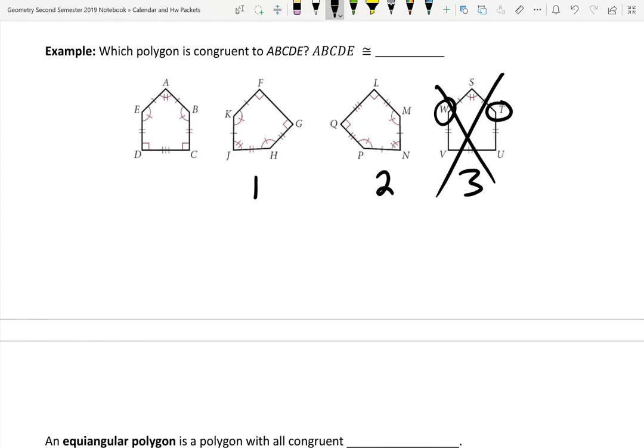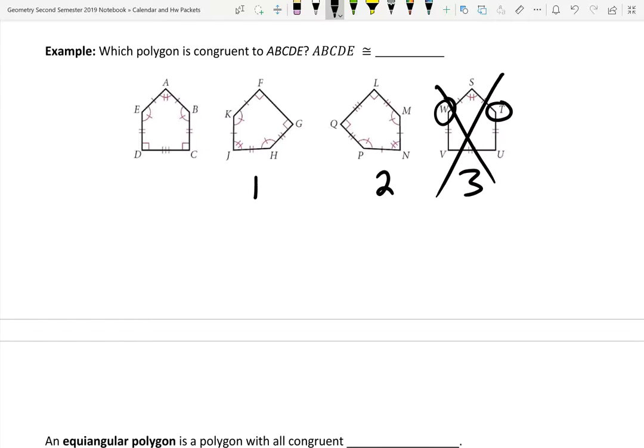Let's look at C and D. They look like they correspond to F and G and L and Q. They're both marked as a right angle or 90 degrees with that box. So it looks like the angles are all marked congruent, so we're good. Let's move on to the sides.